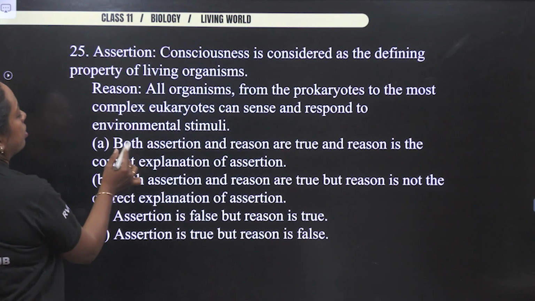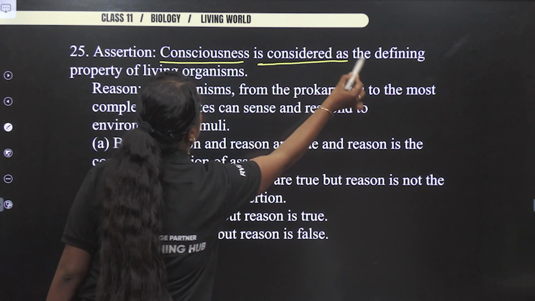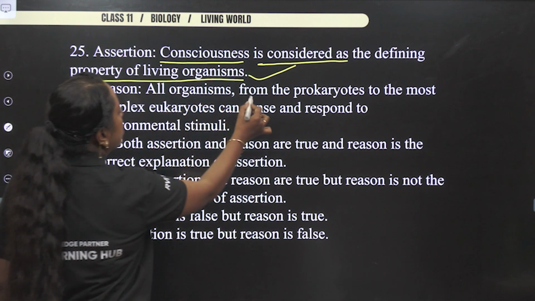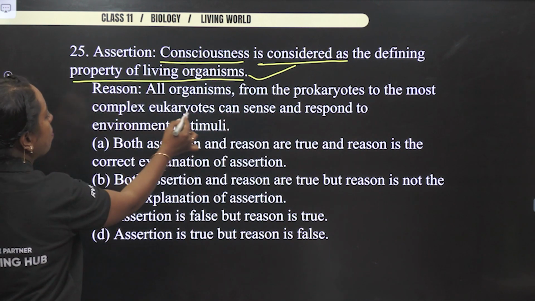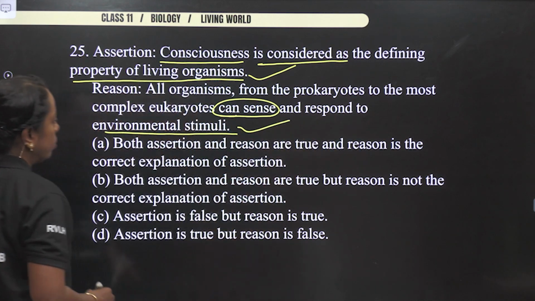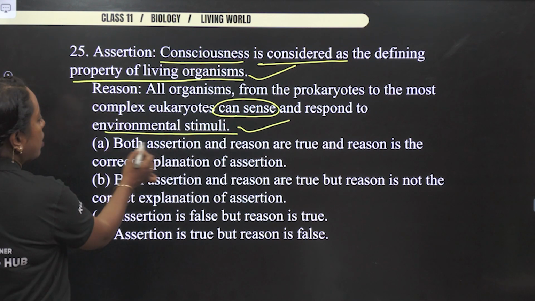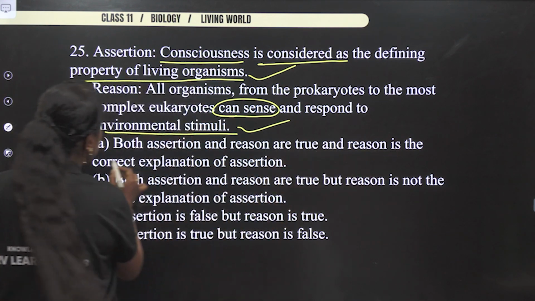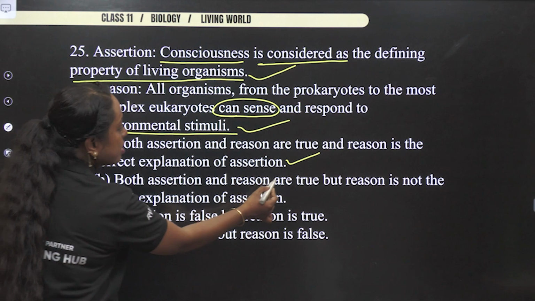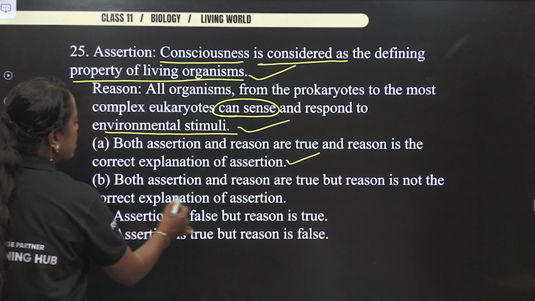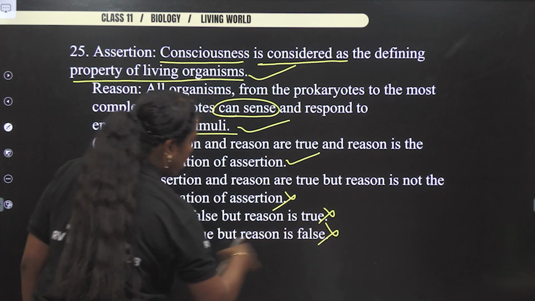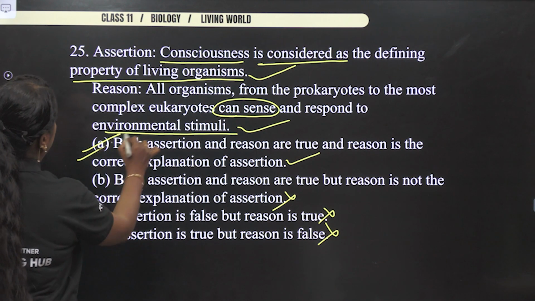Next, assertion. Consciousness is considered as a defining property of living organisms. True, it is correct. Reason: all organisms from the prokaryotes to the most complex eukaryotes can sense and respond to environmental stimuli. True. So may I say both the statements are correct. So both assertion and reason are true and the reason is a correct explanation for the assertion. Yes. But check out the next one. Both assertion and reason are true, but reason is not the correct explanation for assertion. Okay, wrong. Assertion is false, but reason is true. Okay, so the answer becomes option A.